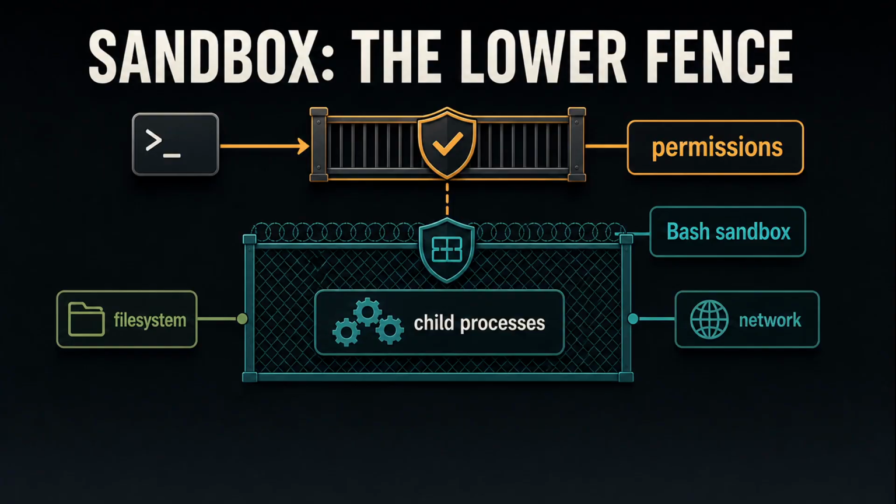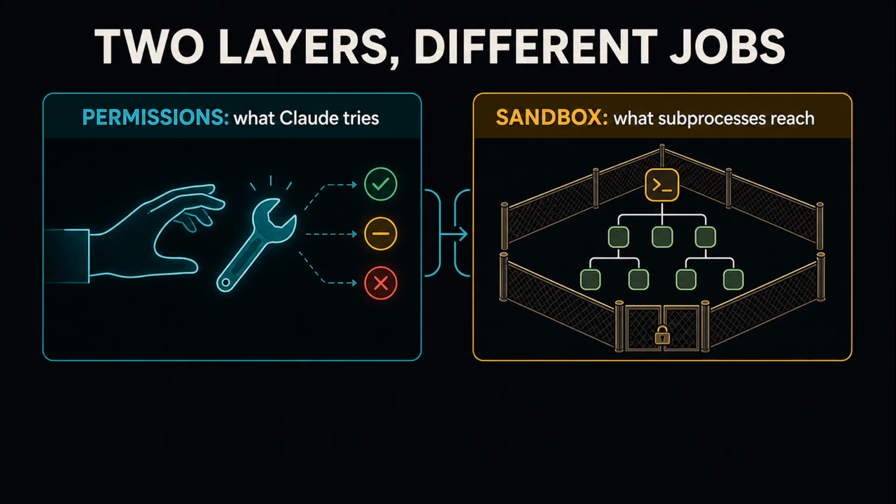Sandboxing is the lower fence underneath permissions. On macOS, Claude Code uses seatbelt. On Linux and WSL2, it uses bubblewrap. It can restrict file system rights and route network access through a proxy applied at the operating system level. If my permissions are correct, why do I need a sandbox underneath? Is that not redundant? Different layer, different problem.